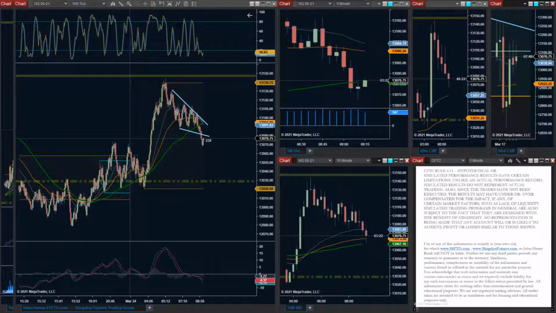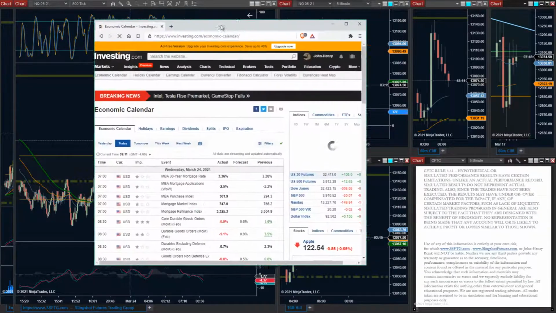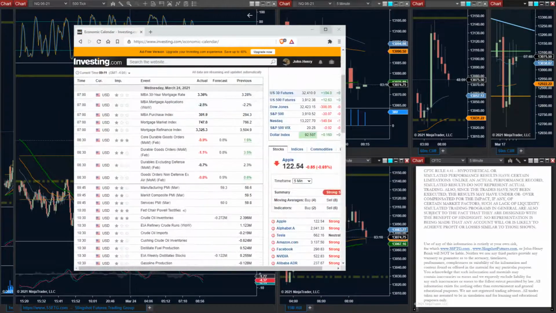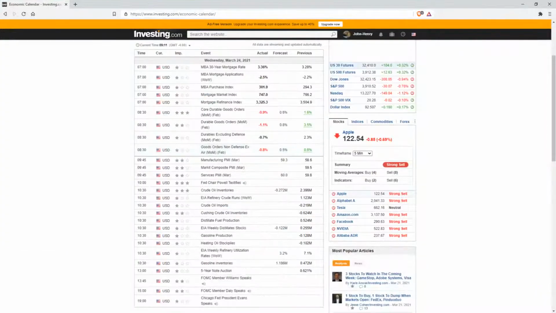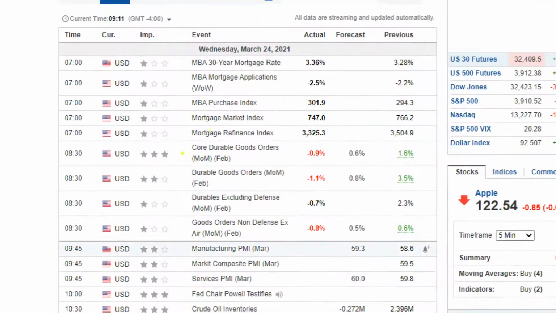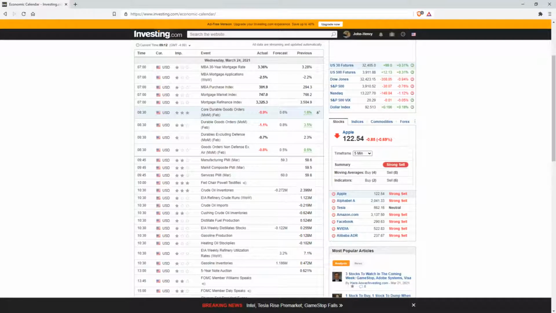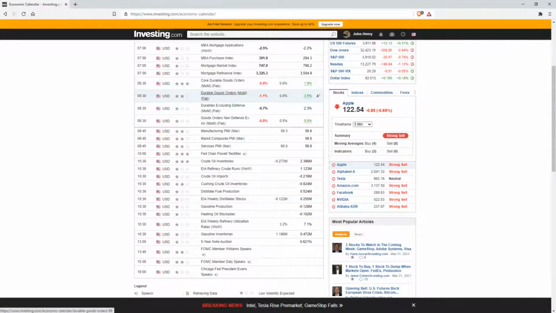Switch gears over here. Take a look at what's going on for the news for today. All right, from the news perspective, 8:30 news is really the only big thing that we had so far this morning. Those are core durable goods orders. Came out a lot worse than expected. They were forecasting a positive 0.6, came out negative 0.9. Big old miss there.